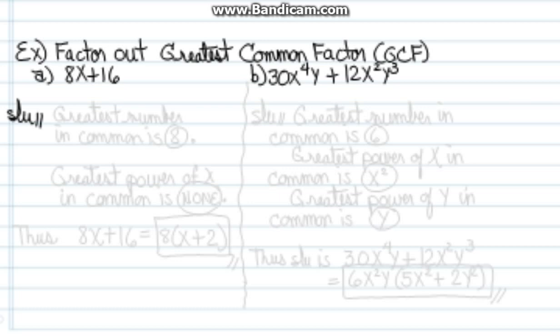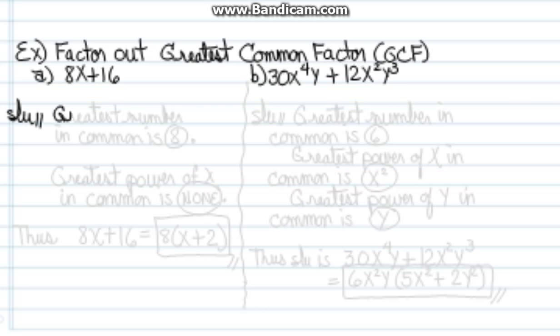Let's factor out the greatest common factor, that's called the GCF, from these two polynomials. The first one, A, is 8x plus 16. The second one, B, is 30x to the fourth y plus 12x squared y cubed.